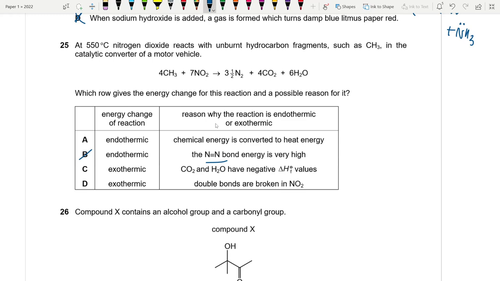C, exothermic, because CO2 and H2 have negative delta H formation values. D, exothermic because double bonds are broken in NO2. Similarly, this doesn't help, because if double bonds are broken in NO2 it would be endothermic. It's between A and C.